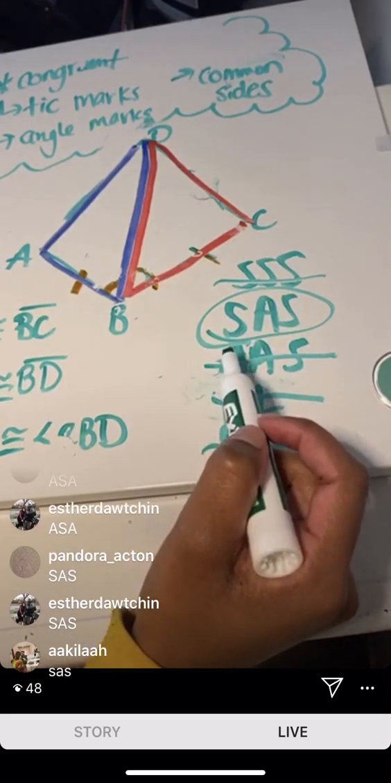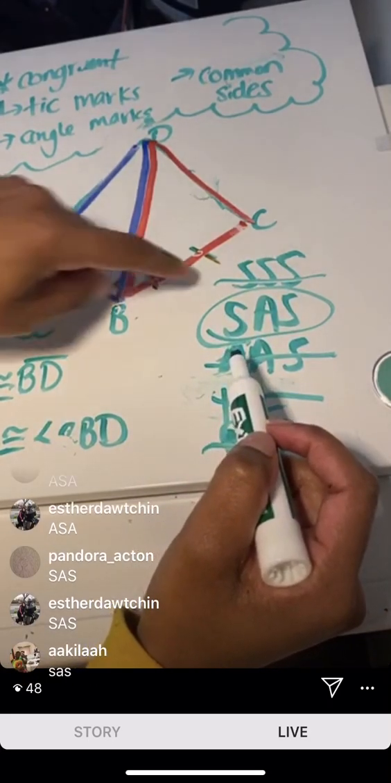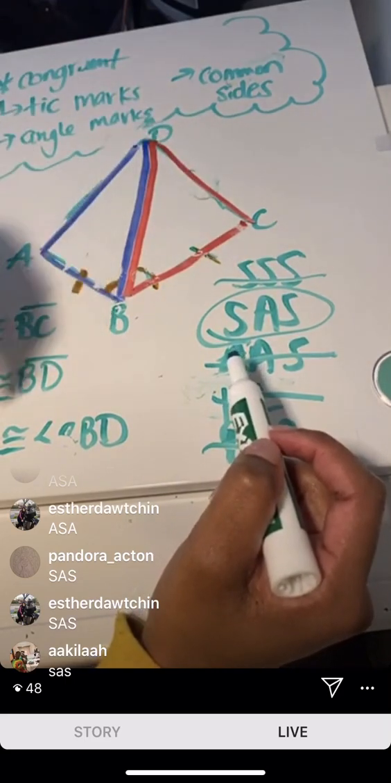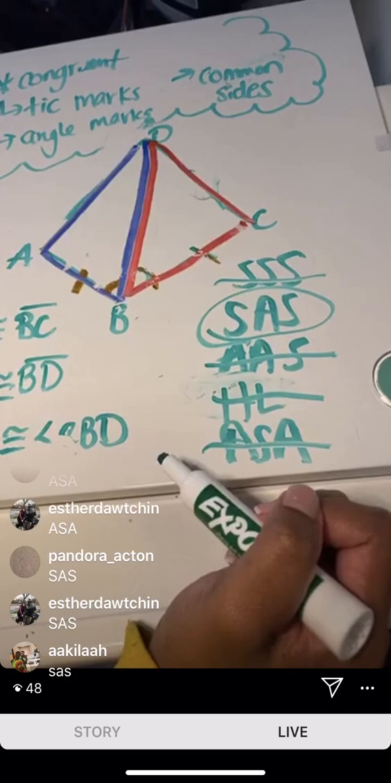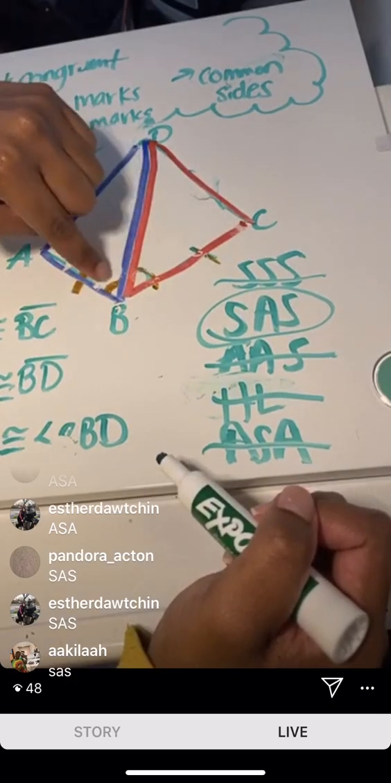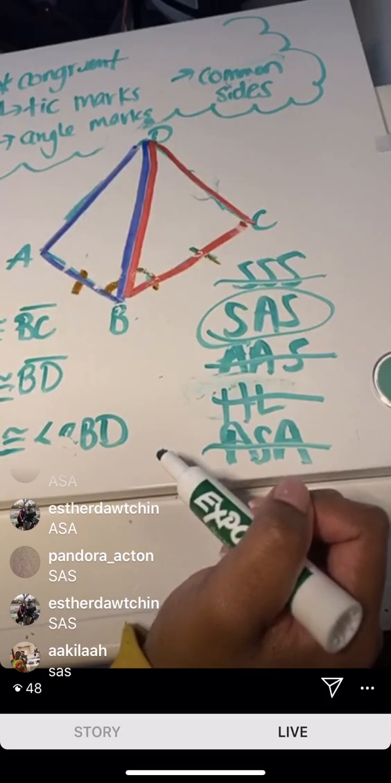Because you have two pairs of congruent sides. So we got these two and the one in the middle. And then you also have one pair of congruent angles, and those were the little orange ones in the middle. Right there. So the answer was side, angle, side.